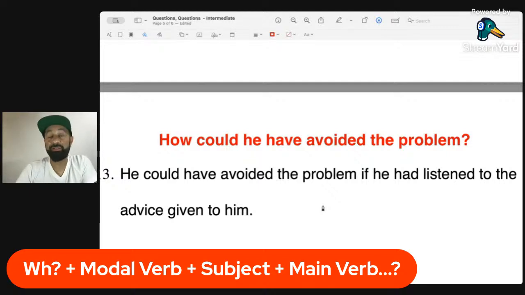Now, we could have a different question. Maybe my question is a WH question: what would have happened if he had listened to the advice given to him? Well, he could have avoided the problem. Okay, that's a WH question. So again, anybody who's answering with a different question, just leave your answer in the comment section. Okay, let's go.